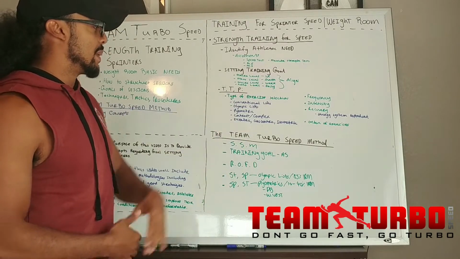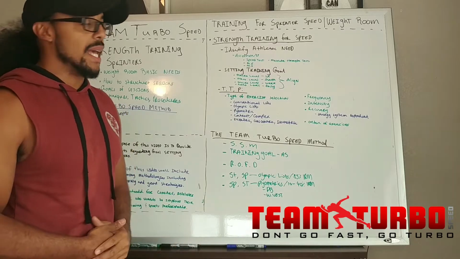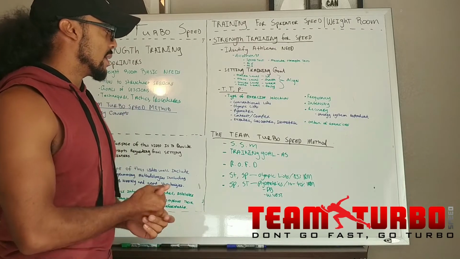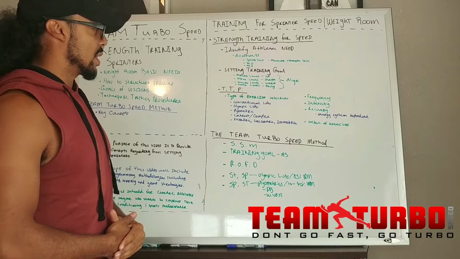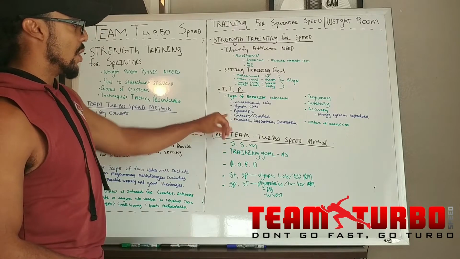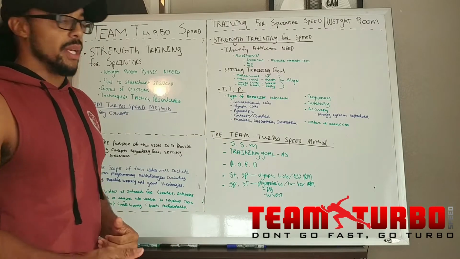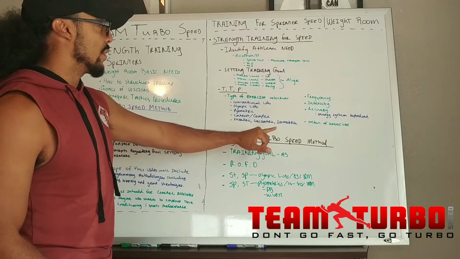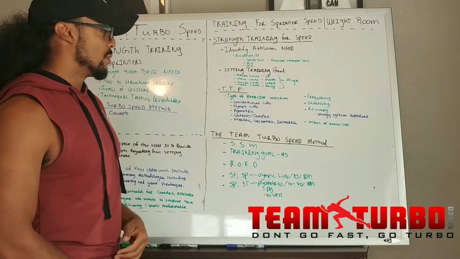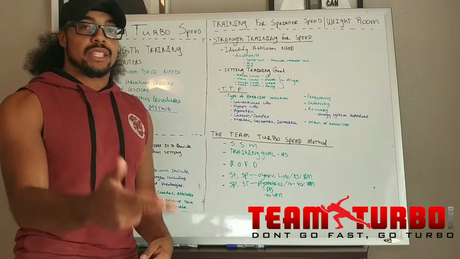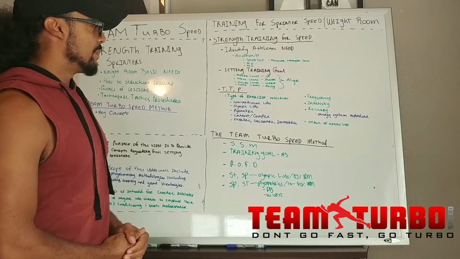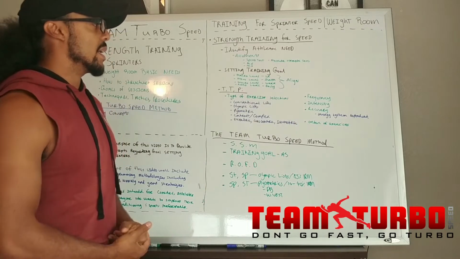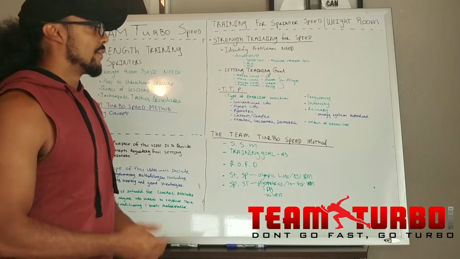Then you have your Olympic lifts. These are all the Olympic lifts: snatches, cleans, hangs, all that stuff. Then you have your plyometrics. Then you have a different methodology called contrast training and complex training, all right? And then you have the different movements within these different exercises: the eccentric movement, the concentric movement, and the isometric movement. Okay. The next thing you want to take into consideration is your frequency.